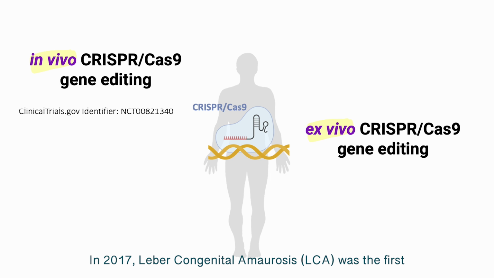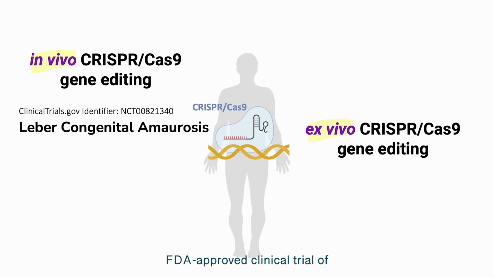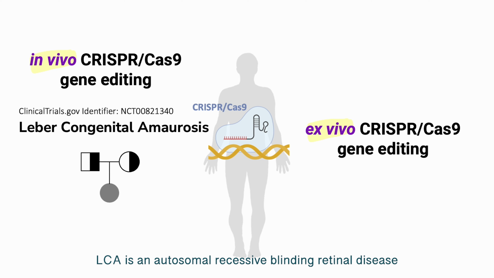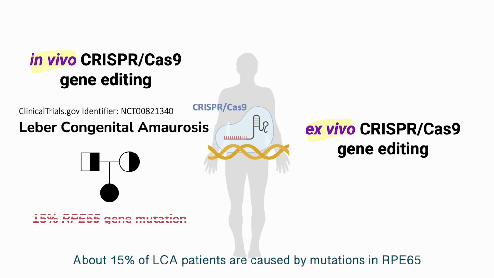In 2017, Leber congenital amaurosis (LCA) was the first FDA-approved clinical trial of an in vivo CRISPR-Cas9 gene editing therapy. LCA is an autosomal recessive blinding retinal disease. About 50% of LCA cases are caused by mutations in RPE65.